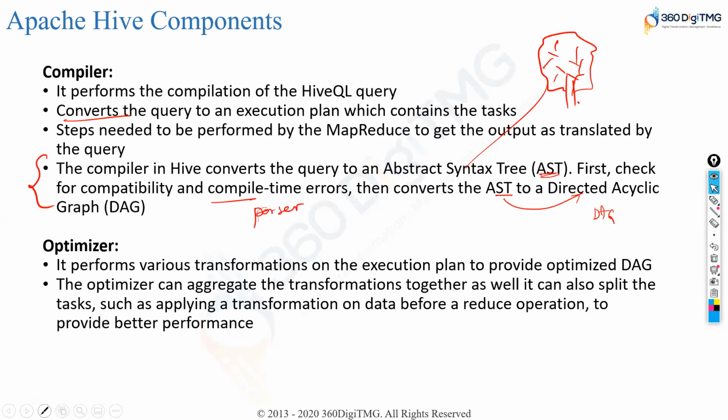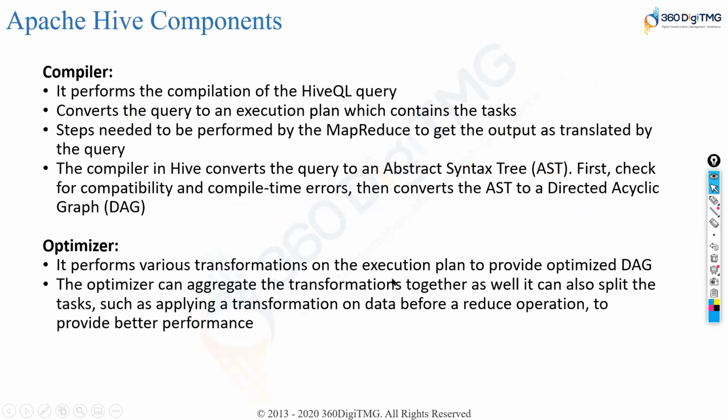So the compiler will compile and give us the MapReduce code. Then we have the optimizer. This optimizer makes sure that out of all the possible branches, we get the best branch. The directed acyclic graph, right? We get an optimized DAG.